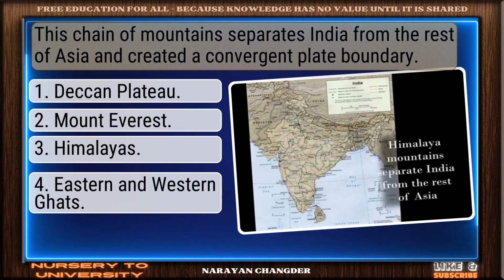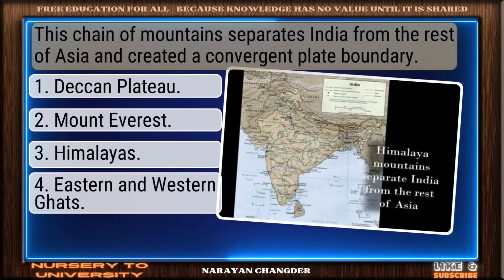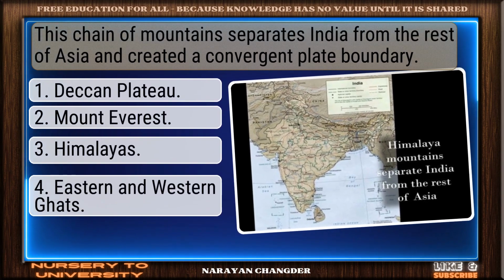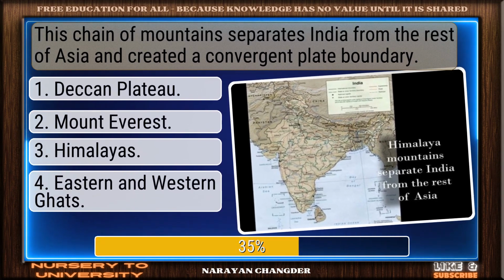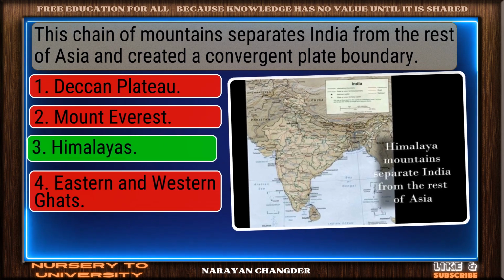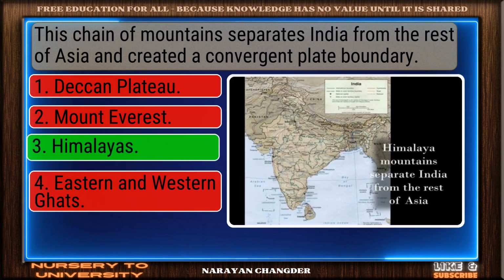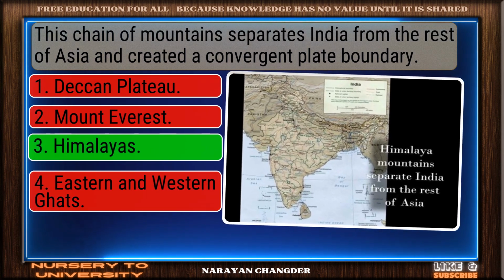Question number 31. This chain of mountains separates India from the rest of Asia and created a convergent plate boundary. Sharp thinking. Himalayas is the right choice.